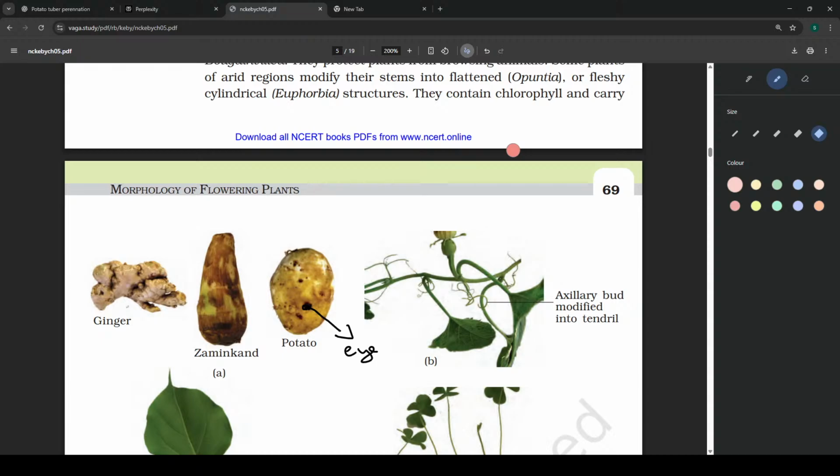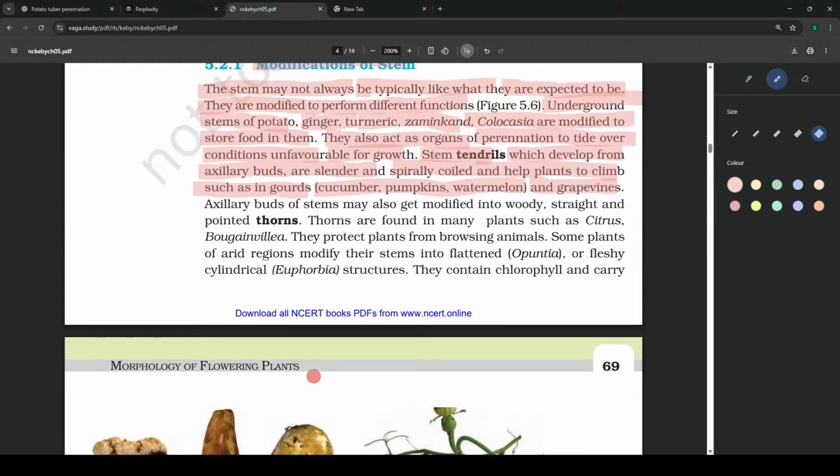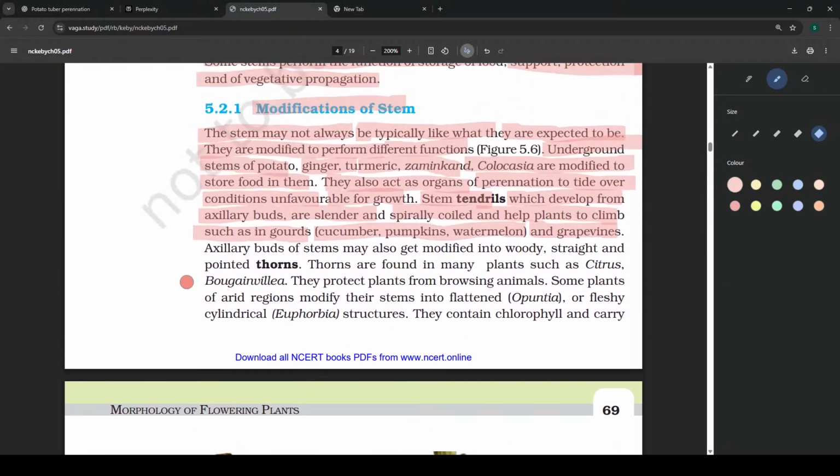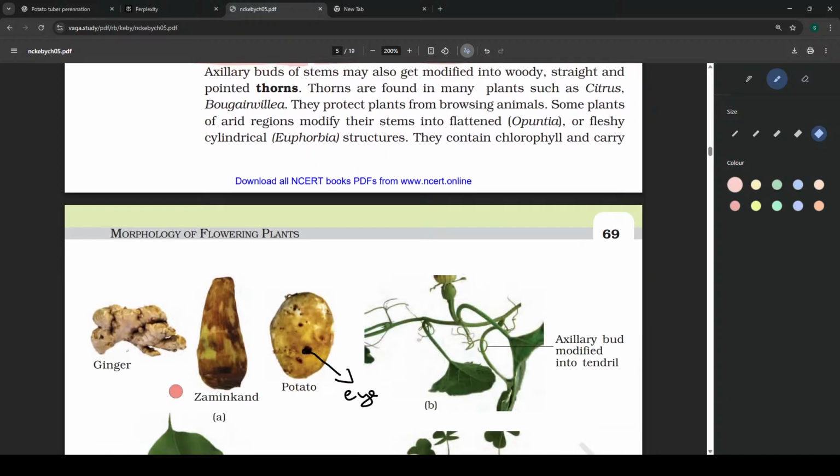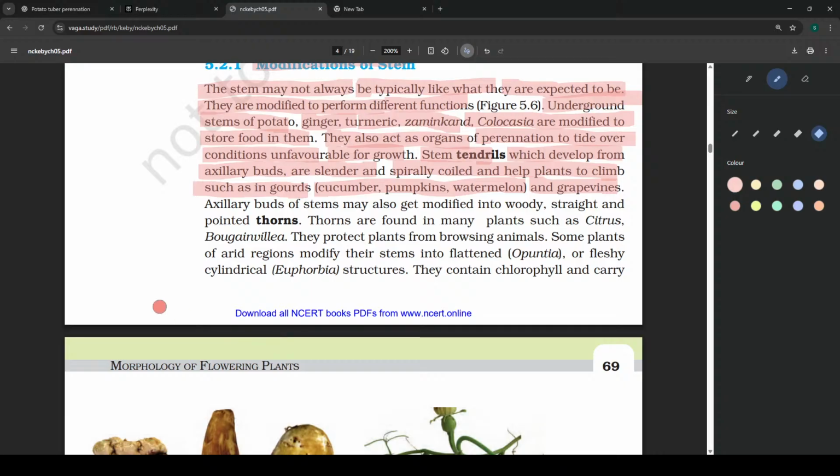After normal conditions return, like after the winter season passes, this eye will develop into the next shoot, so it will become a new plant again. Therefore it is acting as an organ for perennation. That is what perennation means. The plant will die but the potato will survive, and the potato will again grow into a new plant. This is the eye, which is the node of the stem, the node of the potato.